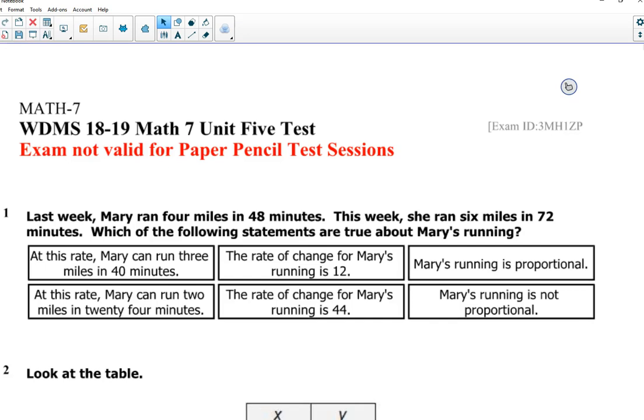Hi everyone, this is the review for the Unit 5 test. For those of you that are going to be retaking the test, you need to show me your corrections before you can take it. So we're going to go ahead and start going over this.